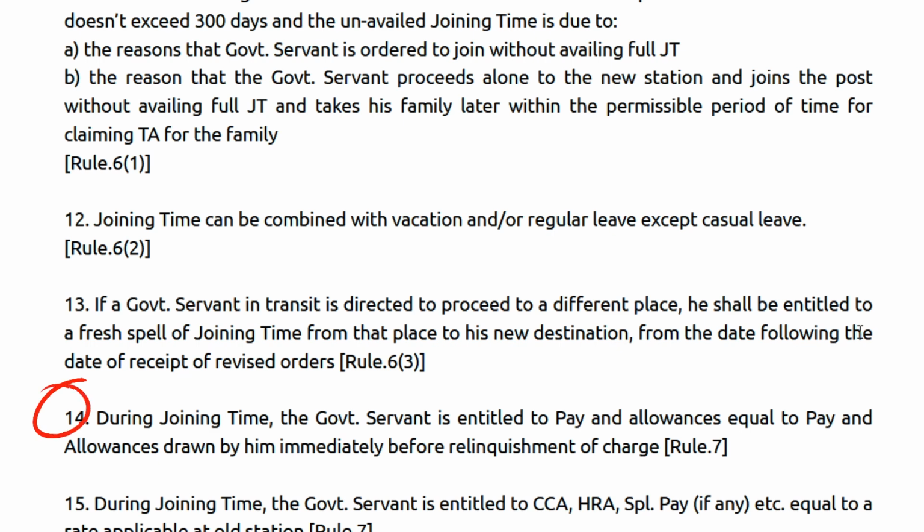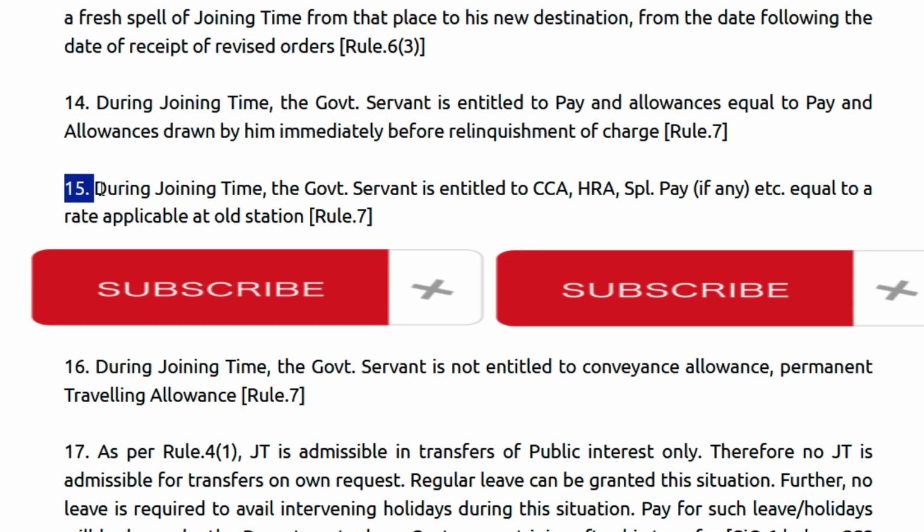Serial number 14. During joining time, the government servant is entitled to pay and allowances equal to the pay and allowances drawn by him immediately before relinquishment of charge. Serial number 15. During joining time, the government servant is entitled to CCA, HRA, special pay, if any, etc., equal to the rate applicable at the old station.